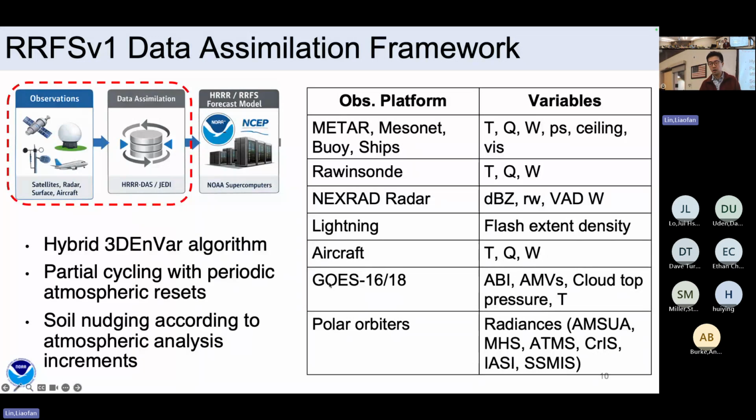We also assimilate GOES satellite observations. GOES stands for Geostationary Operational Environmental Satellite. And then we also assimilate various polar-orbiting satellite radiance observations.